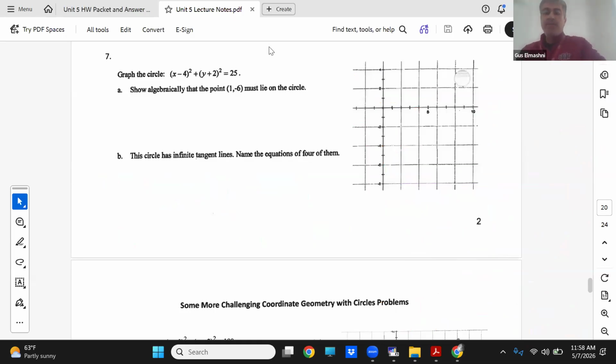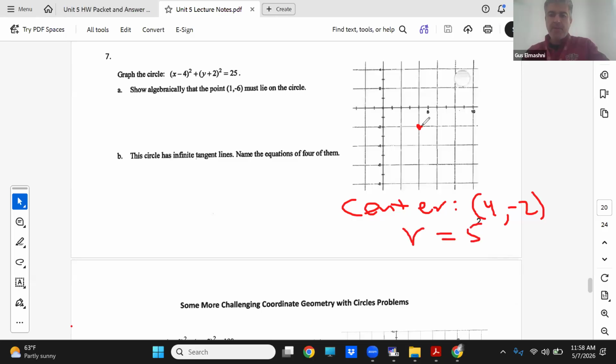This one actually will go by pretty fast. Where's my center, guys, based on what we see in the equation? 4, -2, because we get the pattern, right? 4, -2. Awesome. What's your R value? 5, very good. So you go 5 away.